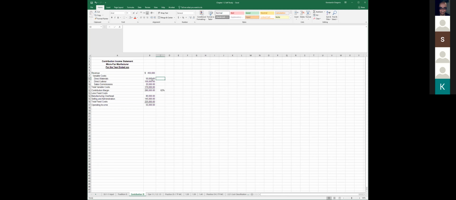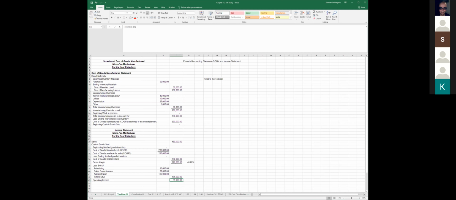50,000 direct materials, right? Yeah, 100,000 direct labor. Sales commissions is a variable cost. So our total variable cost is 170,000. Okay, so now here's our contribution margin: revenue less your total variable cost. Your contribution margin is much higher than your gross margin. Gross margin is only 48%.